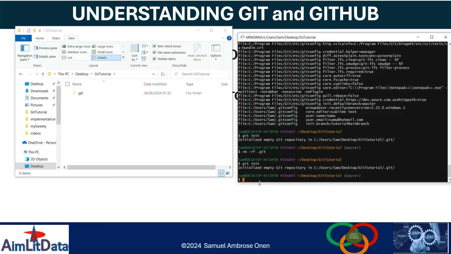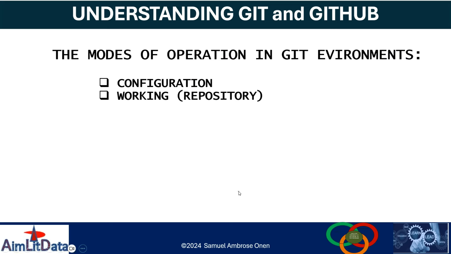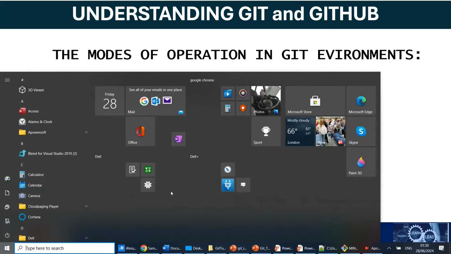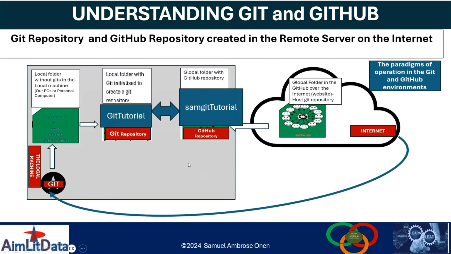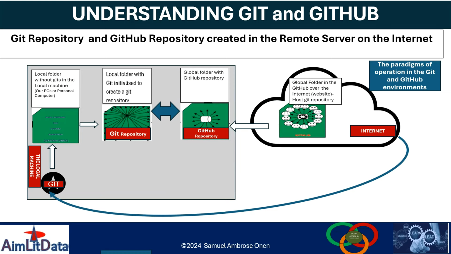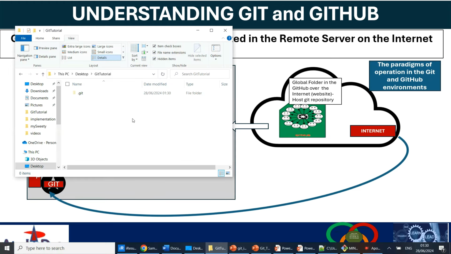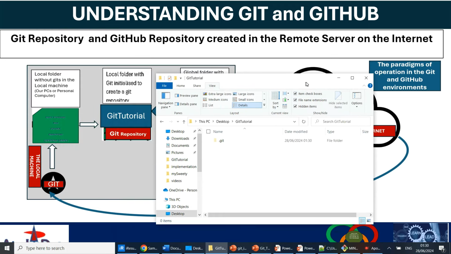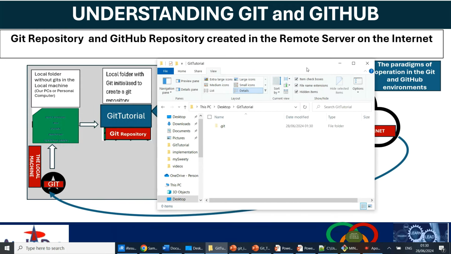So my friend, we have created our Git repository, and that is the aim we want to achieve here. You can see Git tutorial is our Git repository there. And let me bring it up so that you see that we have the tutorial Git repository. So that is our tutorial Git repository, my friend.